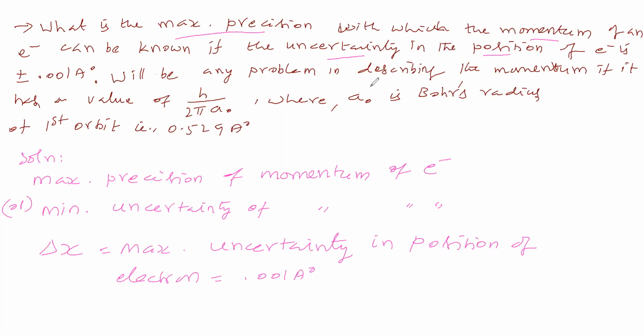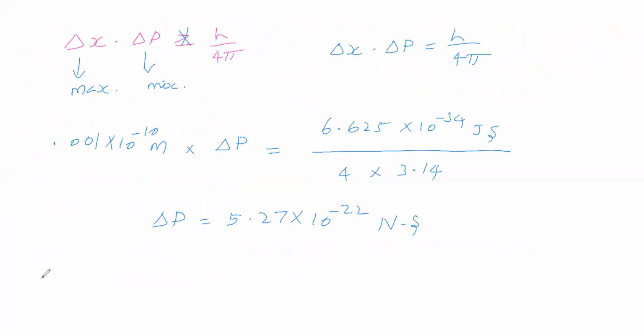Will be any problem in describing the momentum if it has a value of h by 2 pi a naught. So momentum is h by 2 pi a naught. They are saying a naught is Bohr's radius, that is 0.529 angstrom. That is given. Now we will take this formula and using this formula we will find momentum. So as per the question, momentum is equal to h by 2 pi a naught.